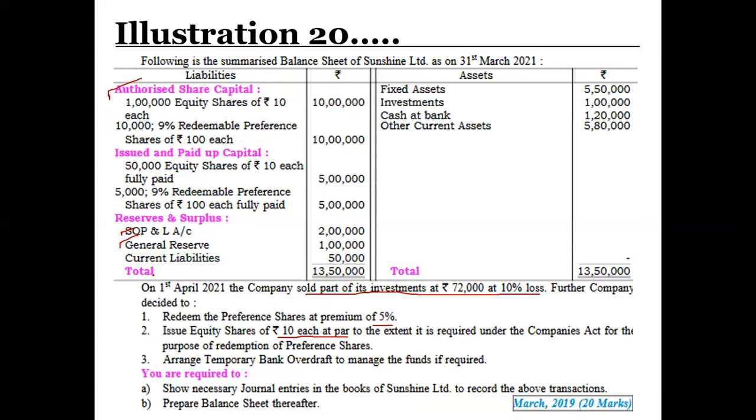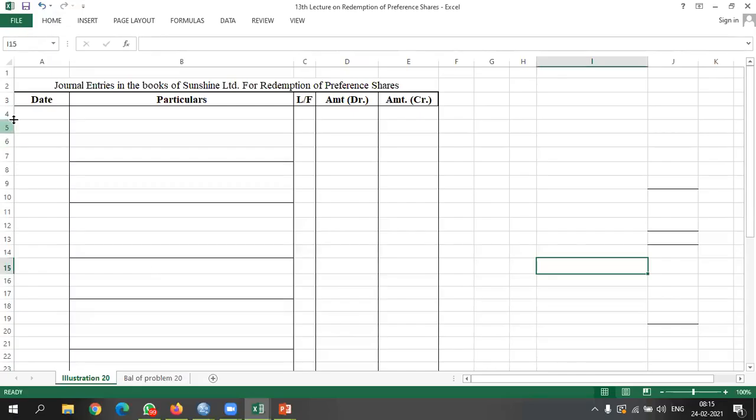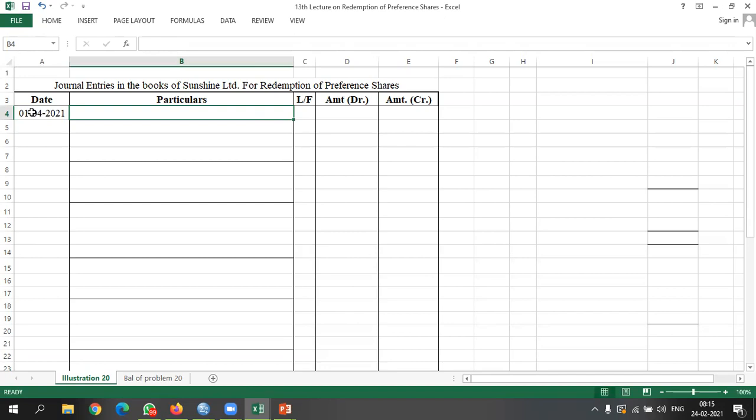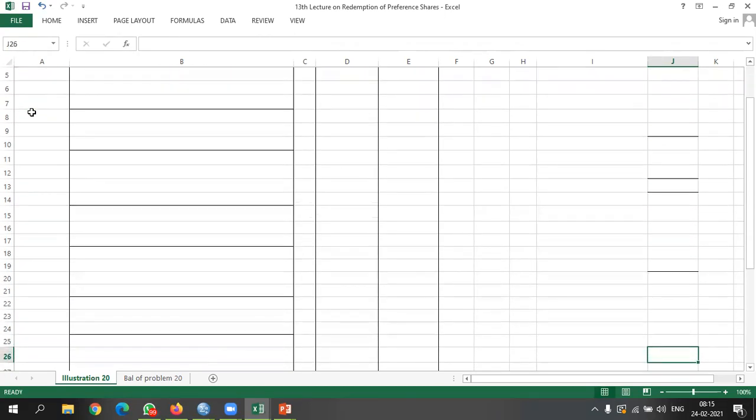The date is 1st April 2021, so all entries will be on 1st April 2021. The first entry will be the sale of investment. Now let's see how much investment we have sold. We don't know, so let me calculate with a formula. Let the cost be X.